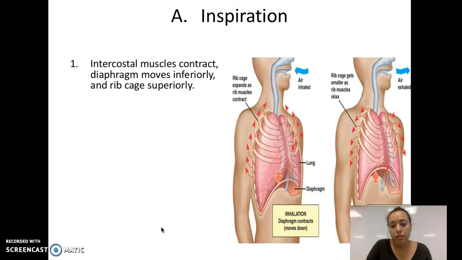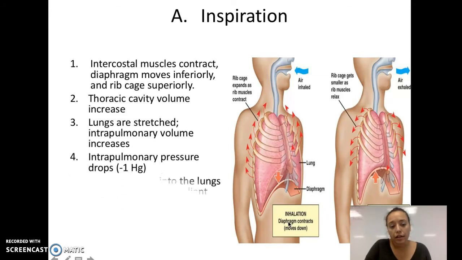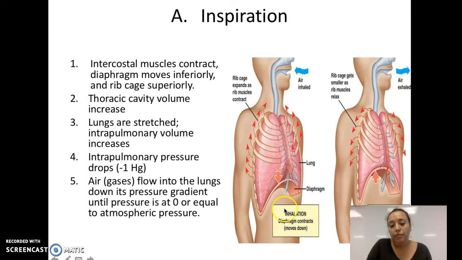Okay, so let's start with inspiration. So that's going to be this picture right here, or inhalation. You can call it any of those things. So basically what's going to happen first is your intercostal muscles, the muscles in between your rib cage, and your diaphragm are going to contract. And when that occurs, you can see the arrow here, your diaphragm is going to move down. When your diaphragm moves down and your rib cage moves up, it's going to increase the volume of the chest. And when volume increases, the pressure decreases.